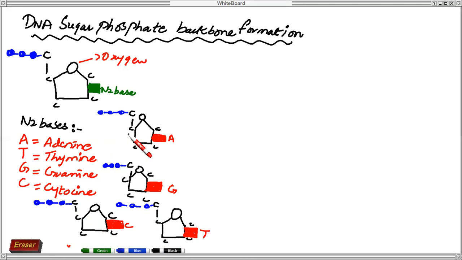Okay, how they lined up? Actually, the first carbon, second carbon, third carbon, fourth carbon, and fifth carbon. So what happens? The fifth carbon is attached with the third carbon. They are going to attach side by side, one by one, to make the sugar phosphate backbone.